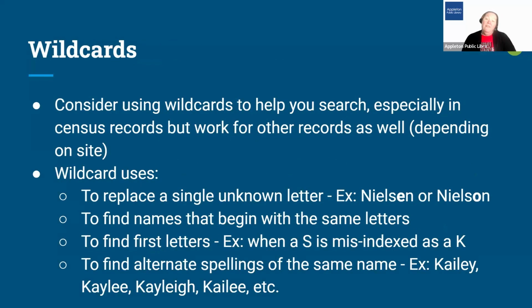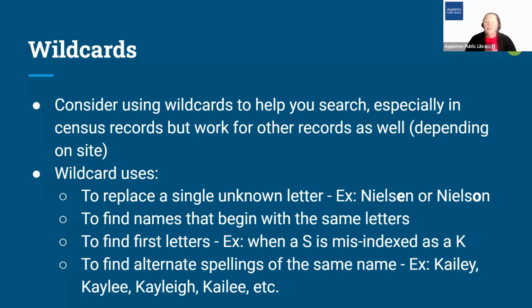So one way you can try to find your ancestors if they're a little difficult to find is to consider using wildcards to help you search. This does work in census records, but it also works for other records as well, depending on the website. For example, you could use it on a newspaper search. So what is a wildcard?